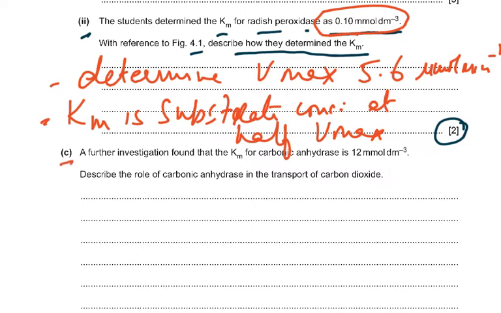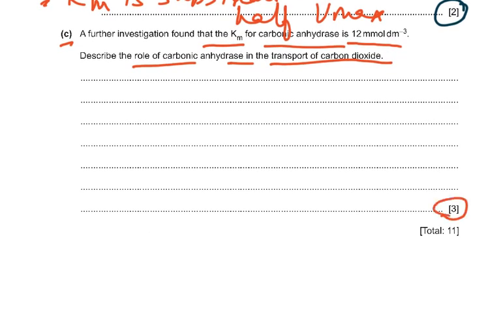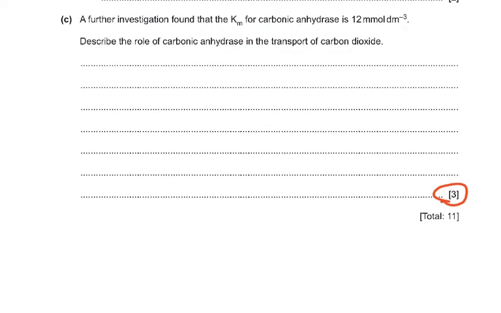Then it says a further investigation found that the Km for carbonic anhydrase is 12 millimoles per dm cube. Describe the role of carbonic anhydrase in the transport of carbon dioxide. It is nothing to do with the Km, but they're saying describe the role of carbonic anhydrase. And this is 3 marks. So if you look at this question, you're going to be talking about 2 places, one in the respiring tissues and one in the lungs.